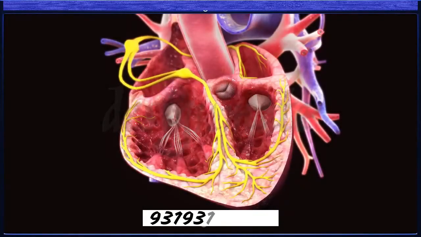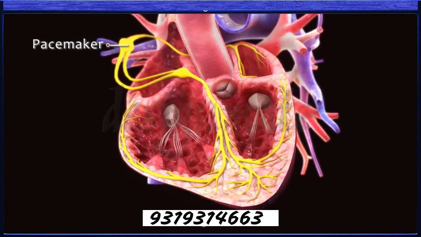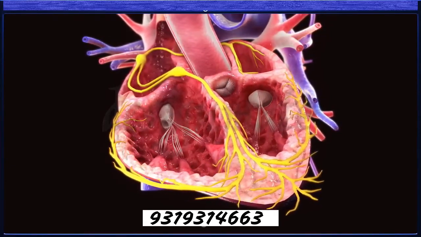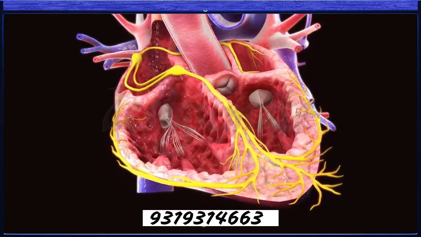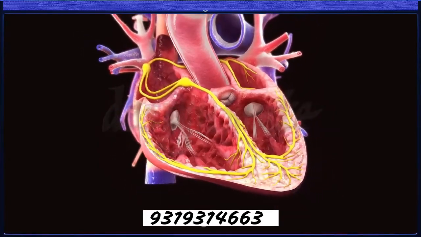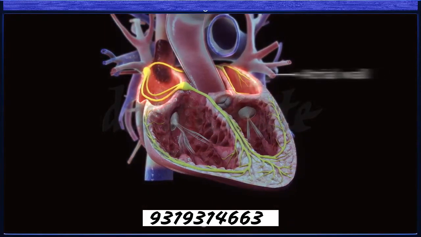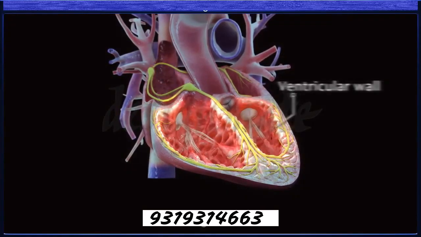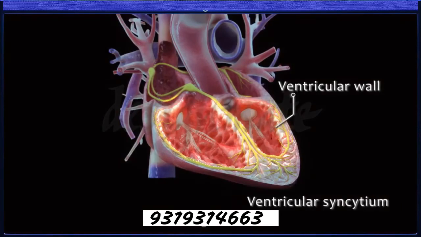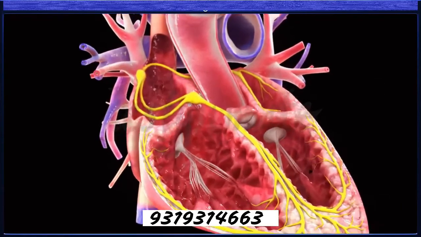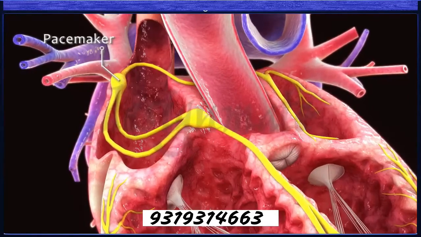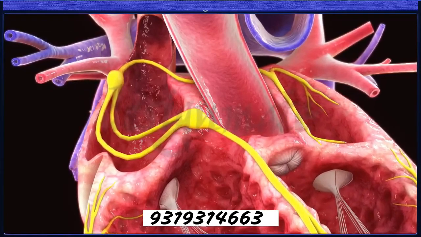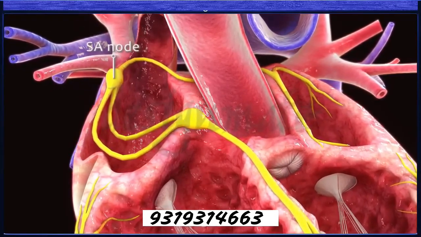The heartbeat is generated and controlled by a pacemaker present in the heart. It also possesses specialized excitatory conducting system, which ensures the rhythmic beating of all the cardiac muscles. The walls of the atria form the atrial syncytium, and the 2 ventricular walls constitute the ventricular syncytium. The pacemaker is located in the wall of the right atrium. It is also known as sinoatrial node or SA node.